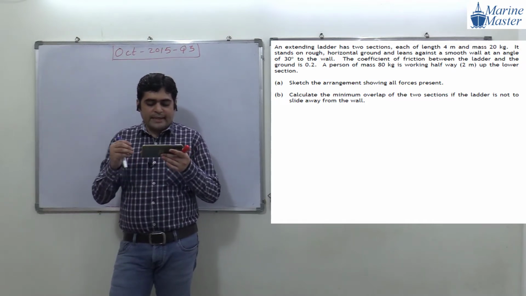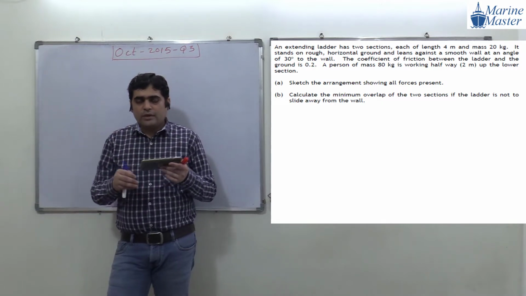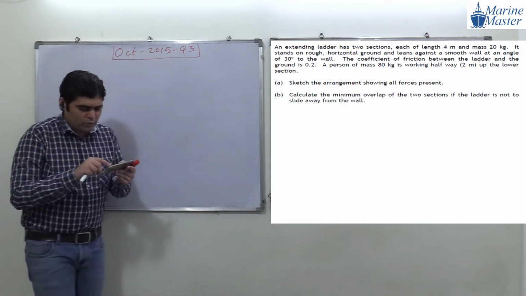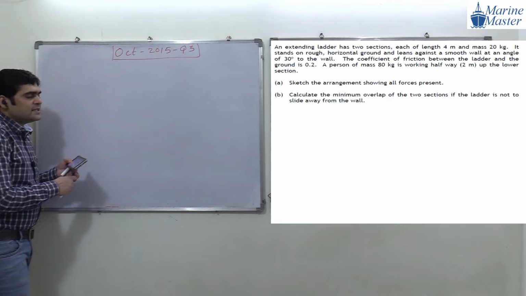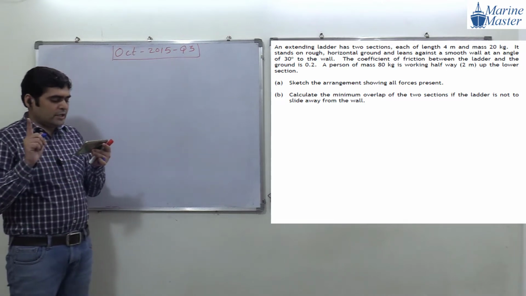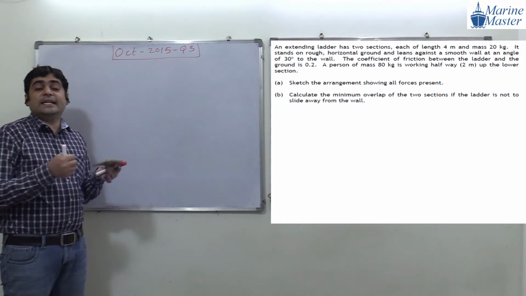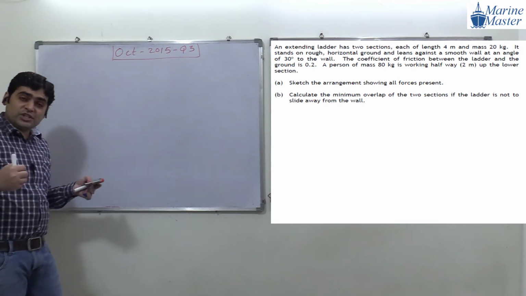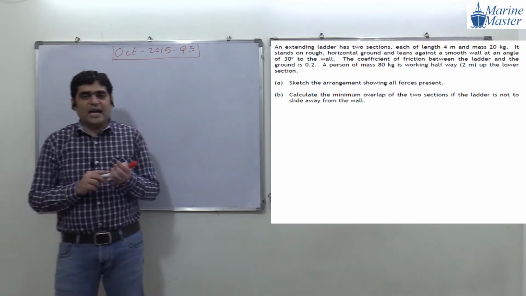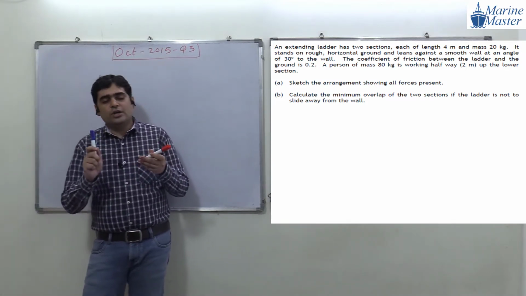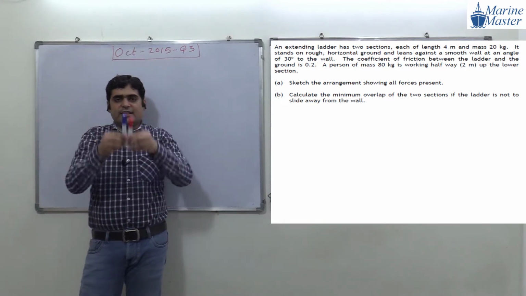A person of 80 kg is walking halfway up the lower section. Here I'm going to explain the meaning of this last sentence also. Don't worry. What we have here, guys, is a ladder. Try to see the scenario. We have an extending ladder, a ladder whose length we can change, because this ladder has two sections. Each section has a length of 4 meter and a mass of 20 kg. So this is one section and this is another section.